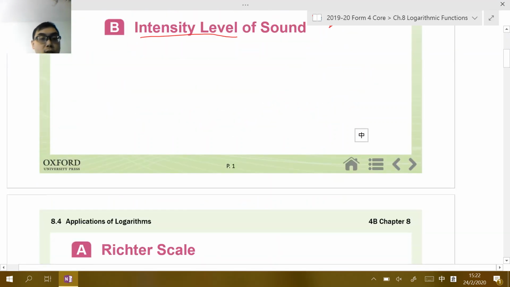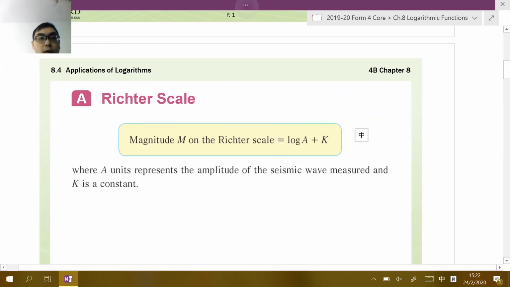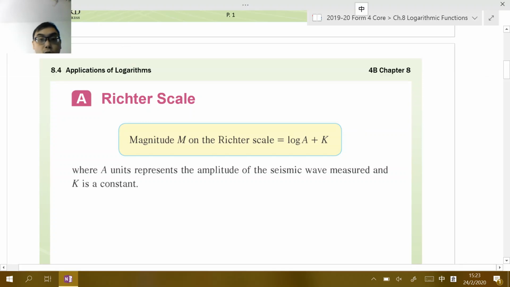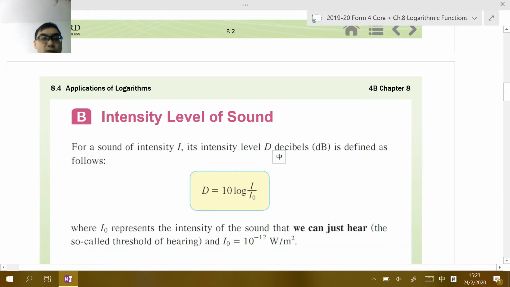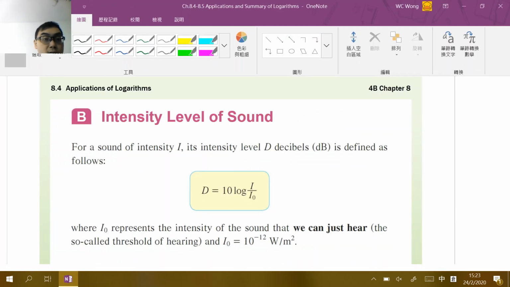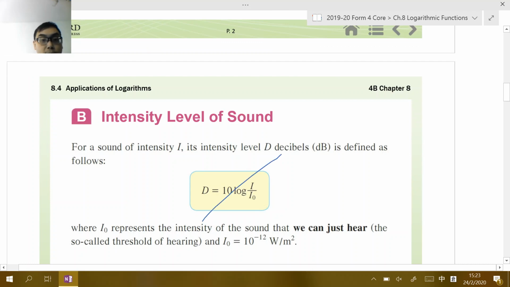So for example, this kind of formula, like the Richter scale, you actually don't need to learn. I'm not saying it is not useful, but you will not be asked in the DSE, and also the intensity of sound will not be asked in maths. So you may just ignore them if you have no time to read your book.